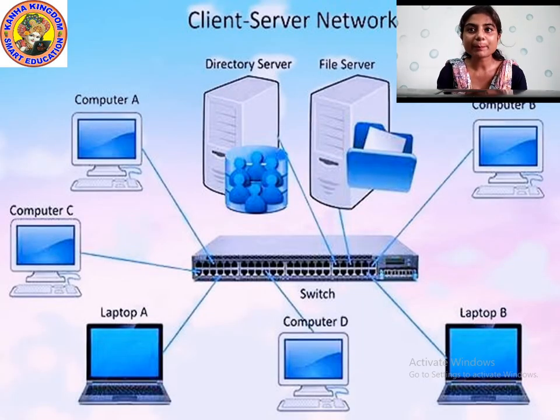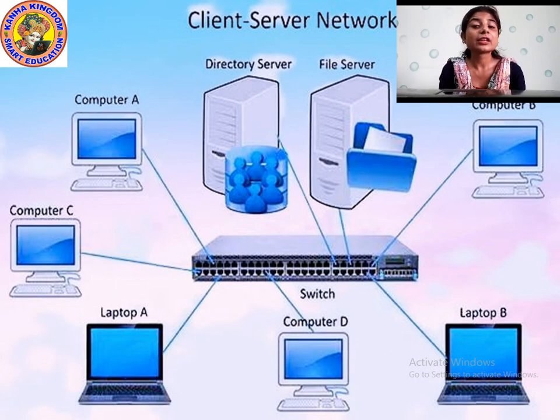See students, this is the pictorial diagram of client server network. There is a main server, which is a switch, to which the different computing devices are connected, through which the data or information are being shared or given to each other. Can you see? Computer A, B, C, D are connected along with laptop A, B, then director server, file server, which are accessing, which are working on it.